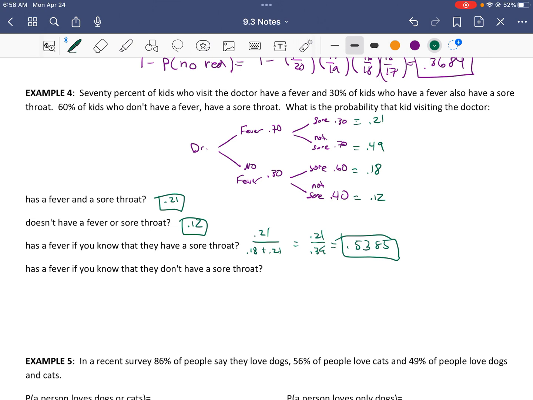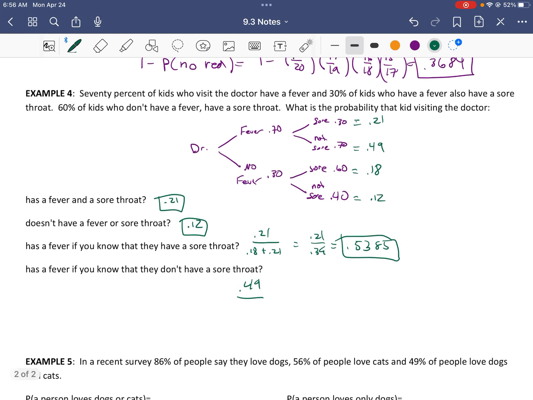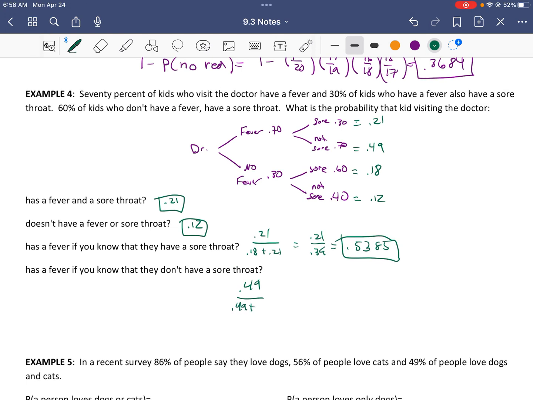Okay, and the next question similar. What's the probability the kid has a fever if you know they don't have a sore throat? Okay, so the numerator is fever and no sore throat, that's 0.49. And then there's 2 possibilities if you know they don't have a sore throat. So fever, no sore throat, 0.49, or no fever, no sore throat, 0.12. 0.49 over 0.61, 0.8033.